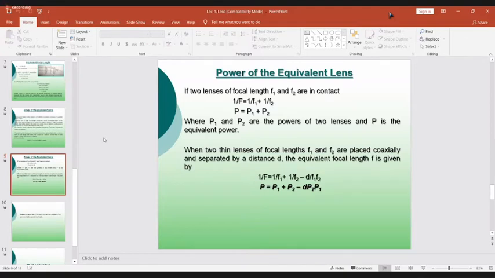Okay, when two lenses of focal length f1 and f2 are placed coaxially and separated by distance d, already we derived this formula. So in that case 1/f equal to 1/f1 plus 1/f2 minus d by f1 f2. So just put the value. So P equal to, we get P1 plus P2 minus d P1 into P2. Is that clear?